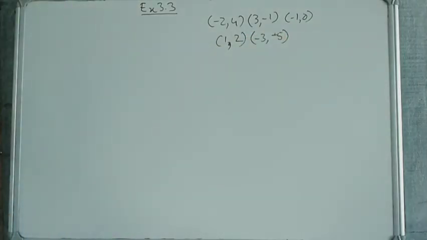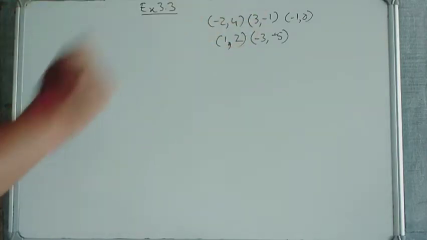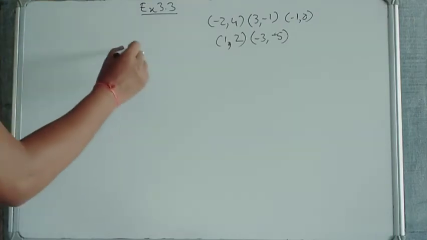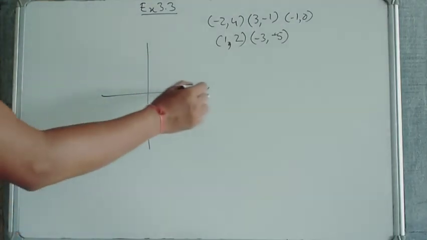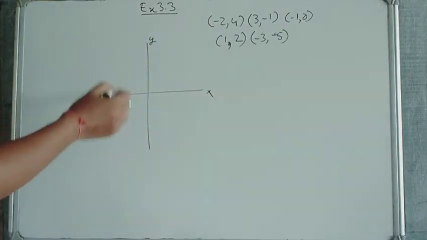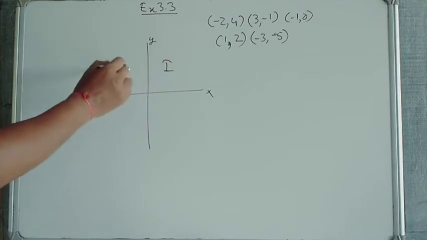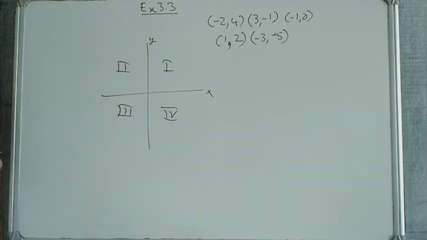These are the values; which will fall in which quadrant? First they are asking which quadrant each will fall in. Now, this is your x-axis and this is your y-axis. I told you that there are 4 quadrants: this is called the first quadrant, then second, then third, and then fourth quadrant. So which value comes under which one?